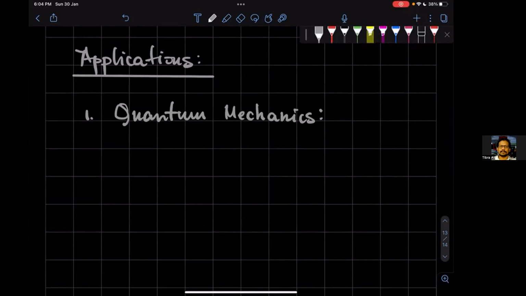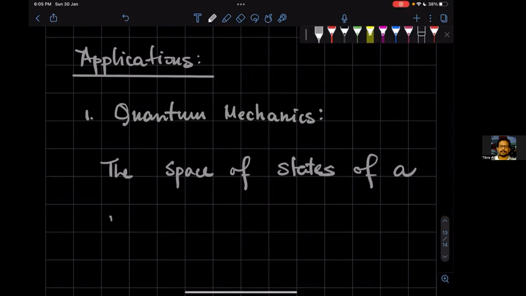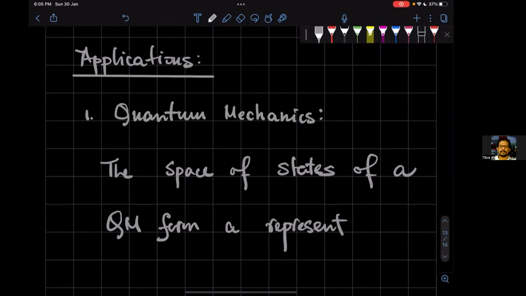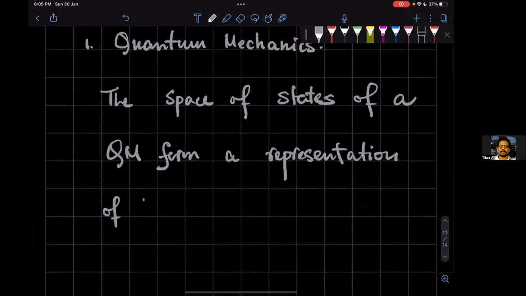So essentially, the space of states of a quantum mechanical system forms a representation of the symmetry group of the system.